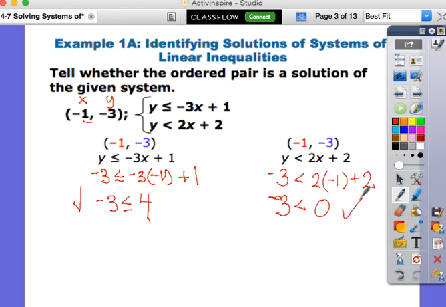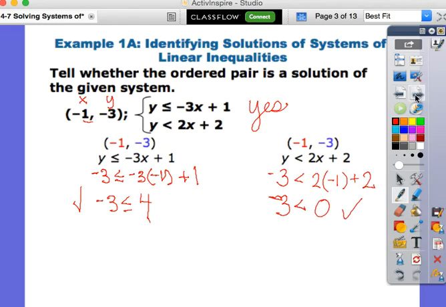I think we're all fading. We're getting tired. The day is getting closer to the end. So, because it works for both inequalities, that would mean that yes, negative 1, negative 3, that ordered pair, is a solution to the system because it works for both. Now, we didn't have to graph. We can just plug it in to check.